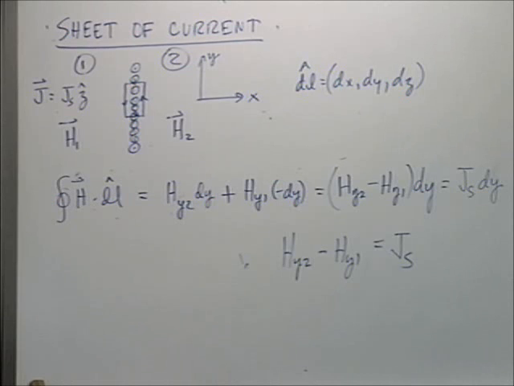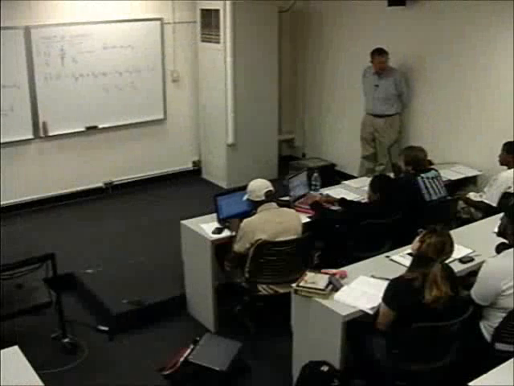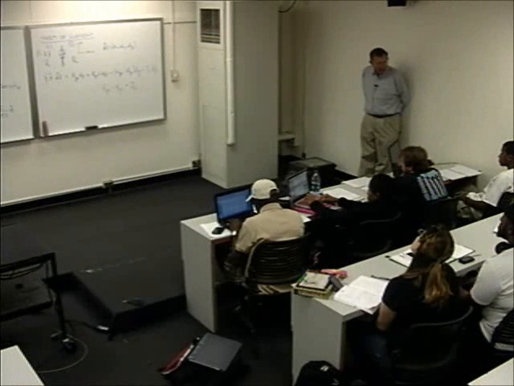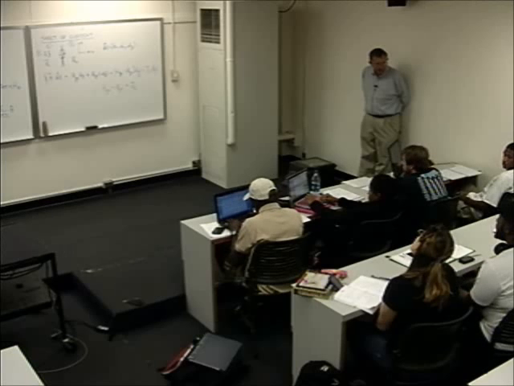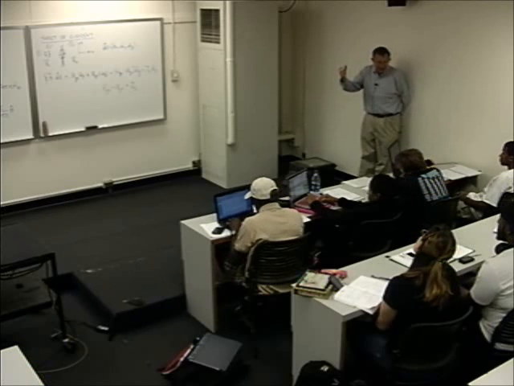Can the H field be 0 in either region? Give me an argument why the magnitude has to be the same on each side. The direction's different, but the magnitude has to be the same. It's one single sheet of current, it just looks the same, right?